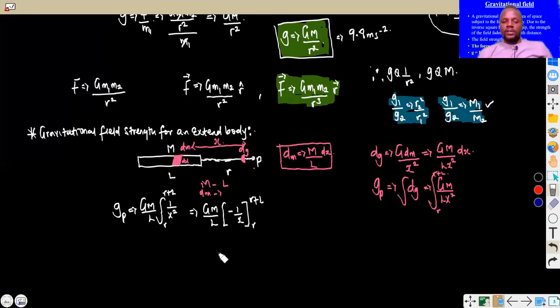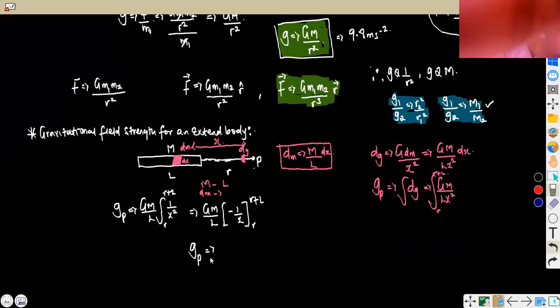Now here we can say in this situation, we are just substituting the value of x because we are taking limits as r and r plus L. If you put that there, not to waste time, the gravitational potential at P, which is this point, will now be given by the formula. I hope students are getting this. Just by practice, we get it. And if you ask to derive, it's not that hard to derive.